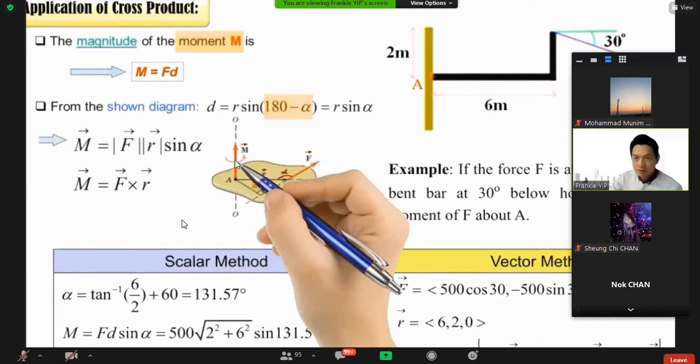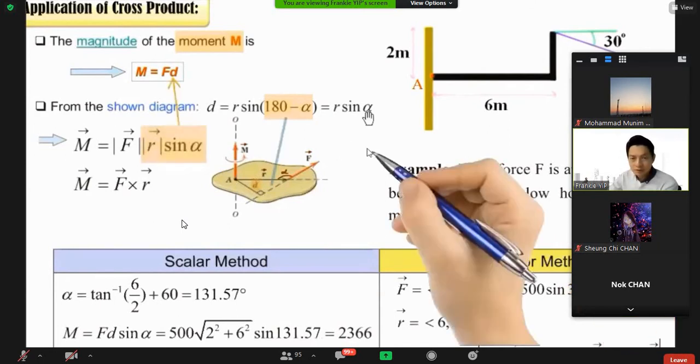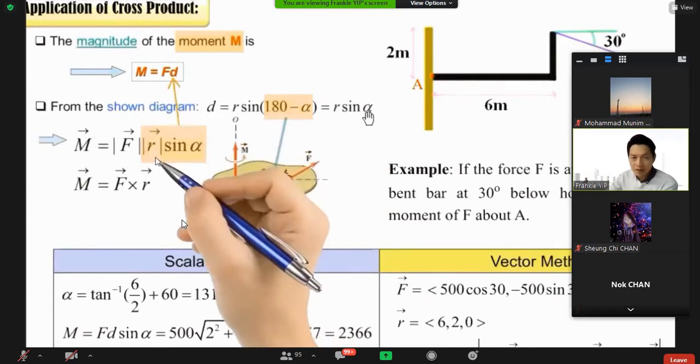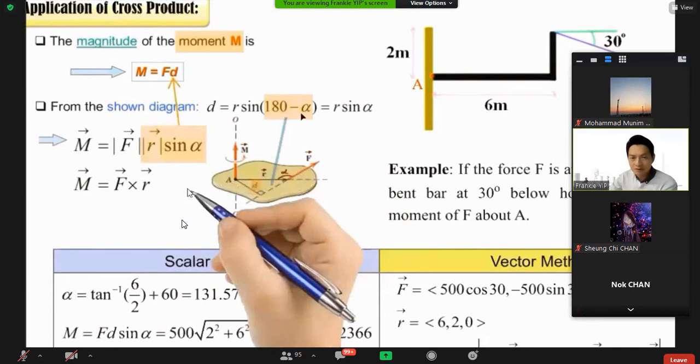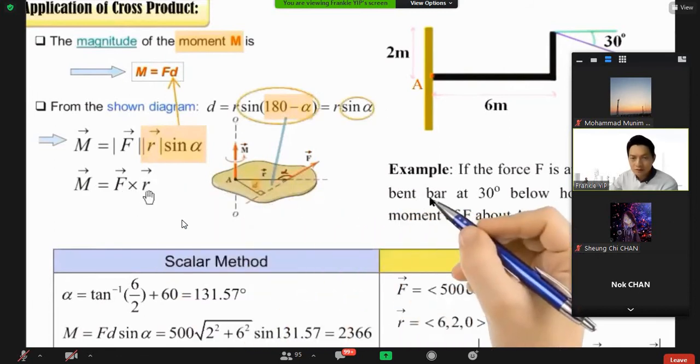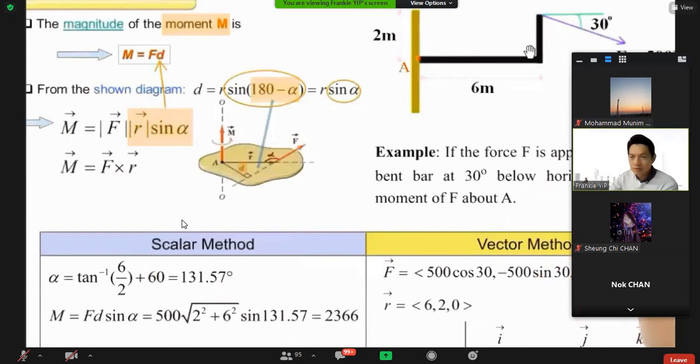Okay, so let's see an example of this. Remember, the D can be represented by R magnitude times sine alpha, which can be modeled by cross product. Okay, so let's see this example.